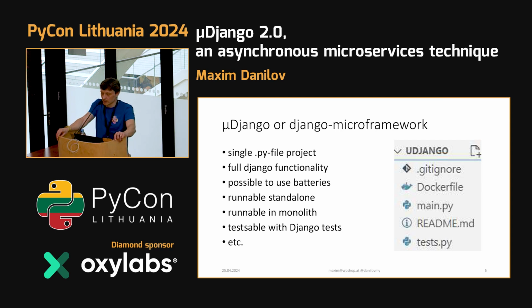This is an example from a test repository. Here you can see gitignore, Dockerfile, main.py, you can name it as you wish, README.md, and test.py. Oh, Max, you're a liar, that's 2 files. Okay, we can see that a little bit later. test.py is not in my repository.